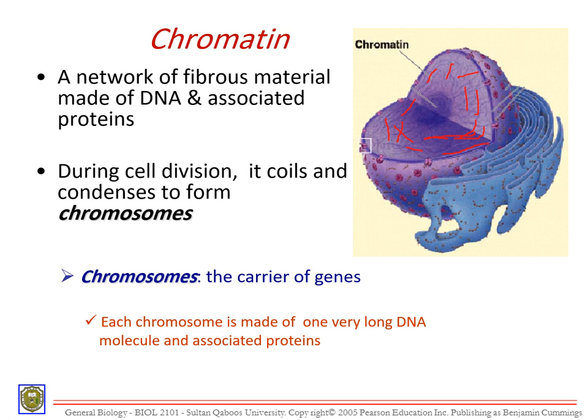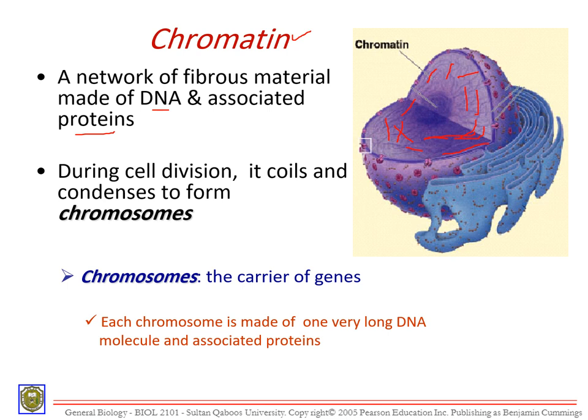Okay, what's a chromatin? It's a network of fibers, fibrous material. It's made of what? DNA and proteins. It's a network made of DNA and proteins. And what happens during cell division, they actually coil and fold and condense to form the chromosome.